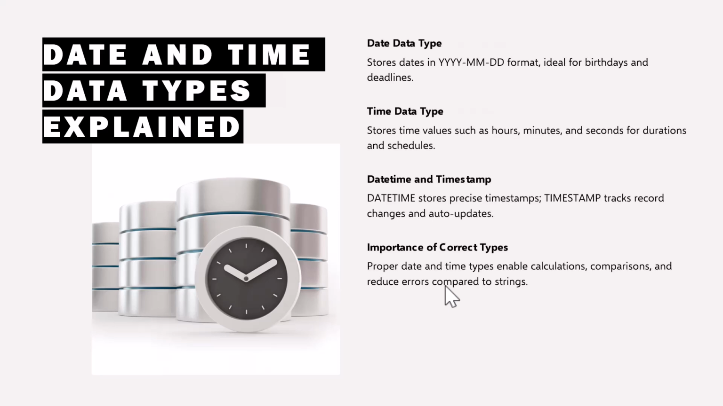We have also date data type to store date in format of year, month, and day. Also, we have time data type to store time values such as hour, minutes, and seconds. And we have datetime and timestamp to store precise timestamp. Proper date and time types enable calculation, comparison, and reduce error compared to strings.